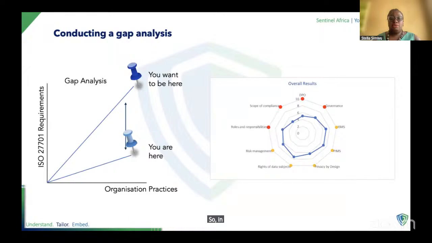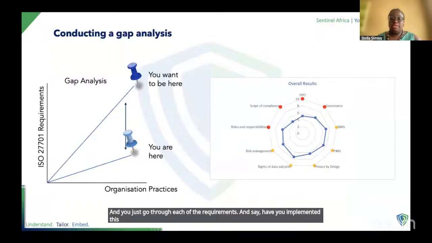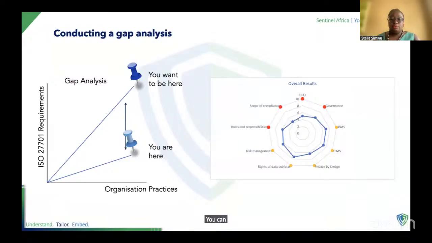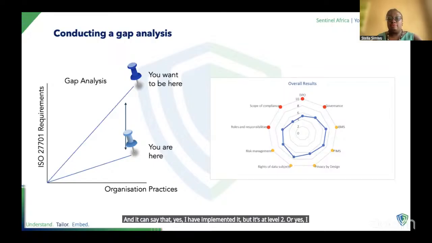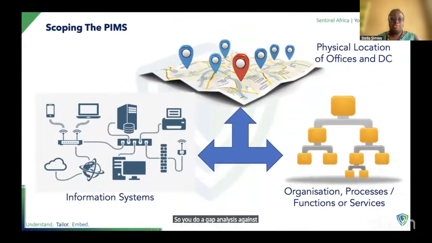In planning, the first thing you have to do is a gap assessment. In the gap assessment, you take the standard, that is ISO 27701, and you go through each of the requirements and say, have you implemented this or not? If you've implemented it, how have you implemented it? You can give your rating. We usually call it a CMMI rating. It's a 1 to 5 rating, and it can say that, yes, I have implemented it, but it's at level 2, or yes, I've implemented it, it's at level 5. So you do a gap analysis against the requirements.